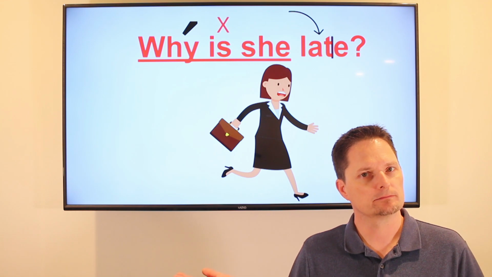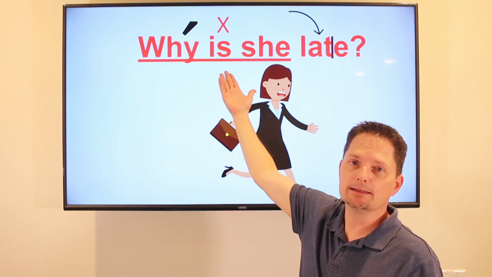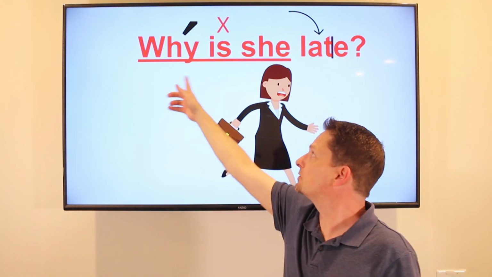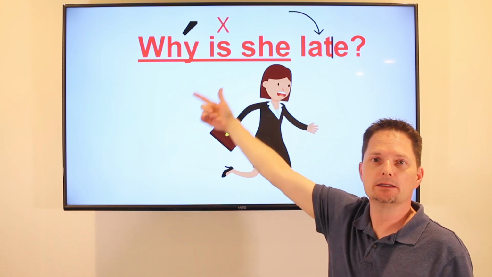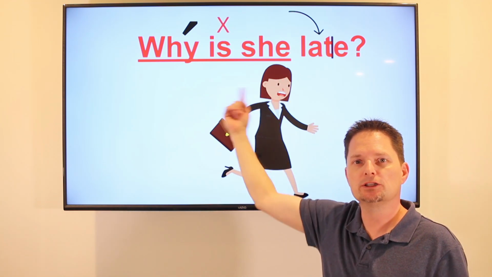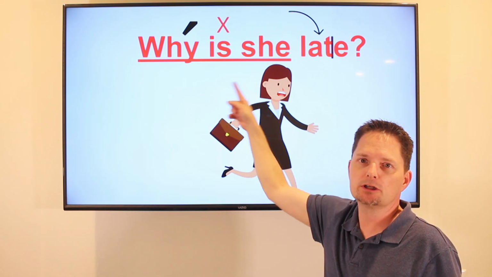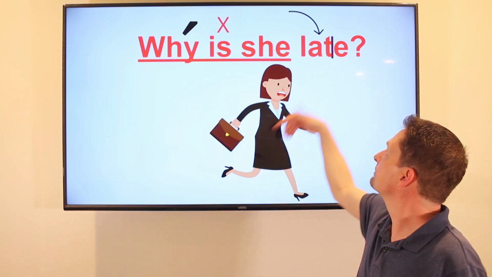She's watching a movie. Example, why is she late? Pronunciation, why is, link the words, why is. So we pronounce that y sound, why is. Is she, link the words, is she. So you don't hear the S. Is she. Why is she? Why is she late?